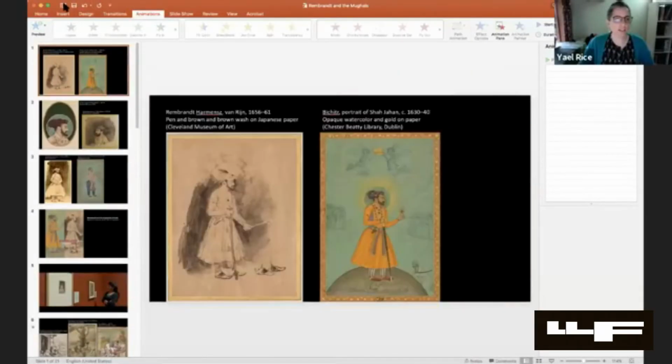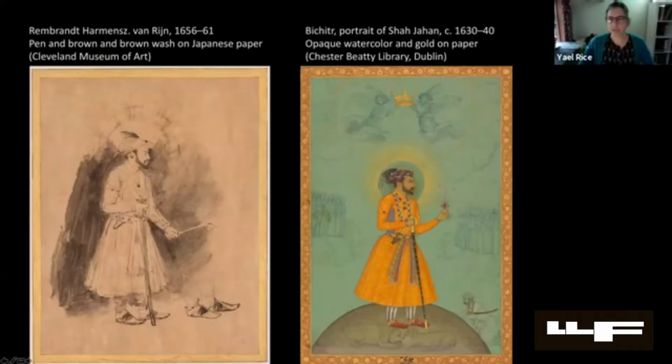Let's get started and look at some of the fascinating materials that show a clear, definitive connection between the 17th century Dutch artist Rembrandt and the paintings that were being produced at the Mughal court over the same time and earlier. So wonderful. I'm going to share PowerPoint. Okay.